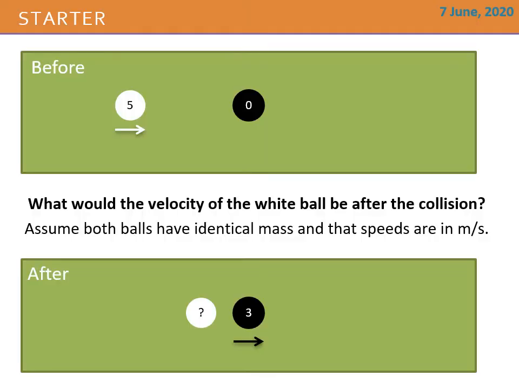What would the velocity of the white ball be after the collision? Consider that both balls have the same masses and that the speeds are in meters per second. Right, well done. For the white ball, we get 2 meters per second speed because according to the law of conservation of momentum, the momentum remains conserved before collision and after collision. It remains the same.